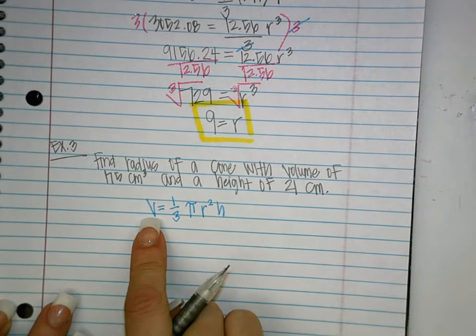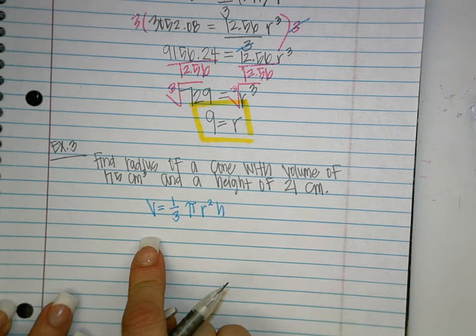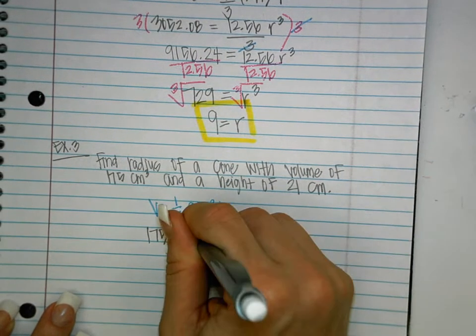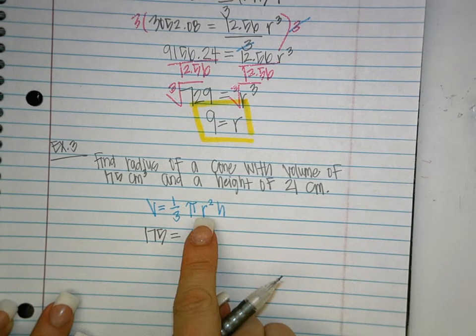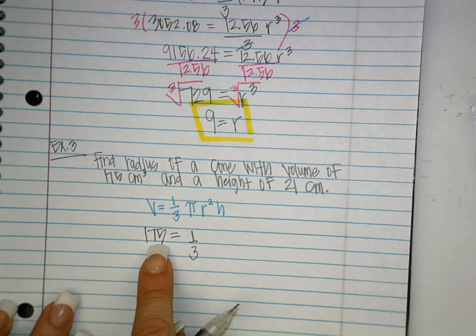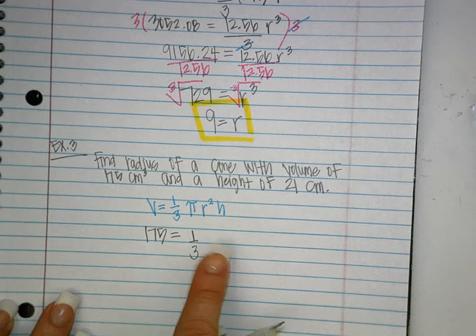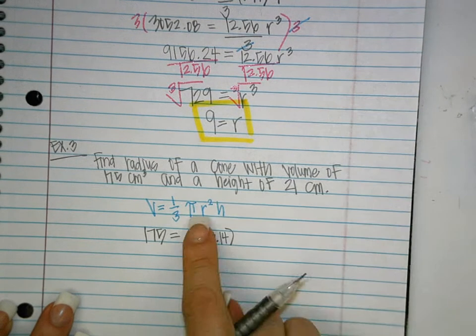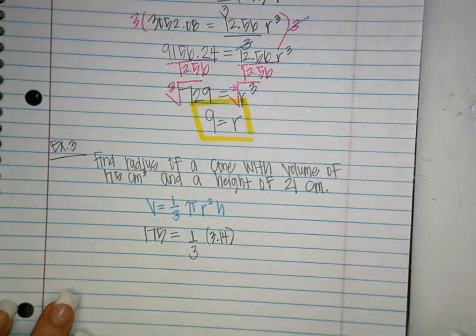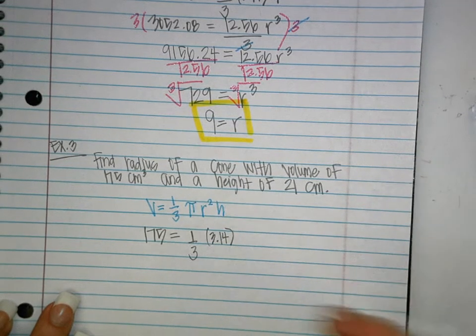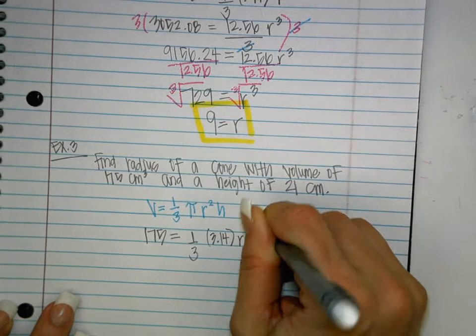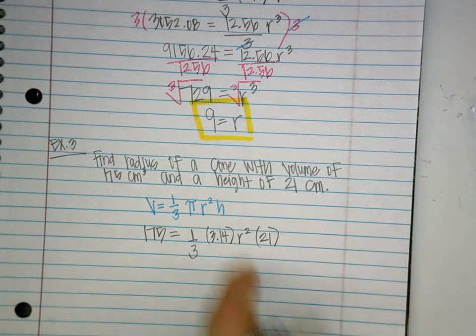So what do I plug in for volume? 175. 175 equals 1/3 pi r squared h. Now, does this answer have any pi's in it? No. So what should I do? Plug in 3.14. Do I know the radius? No. Do I know the height? Yes. So radius squared times height of 21. So you're just plugging in as much as you know here.